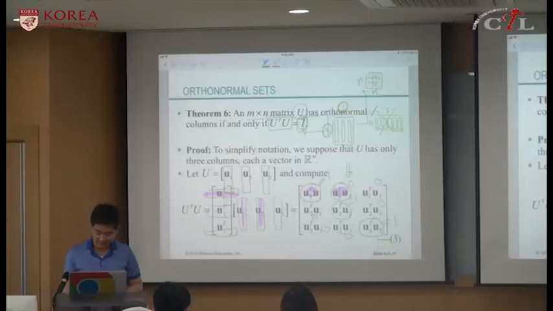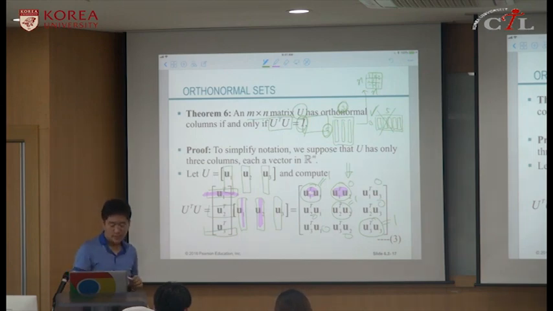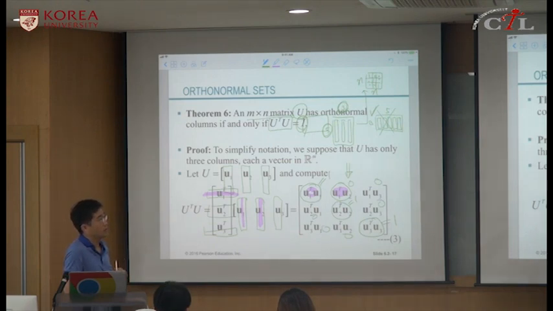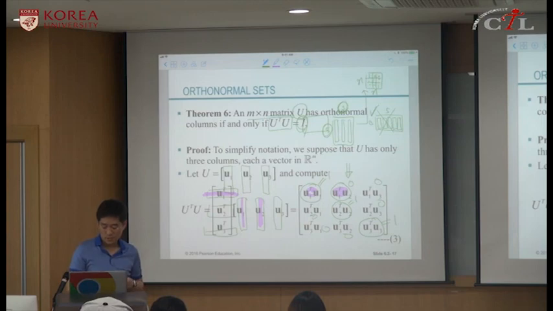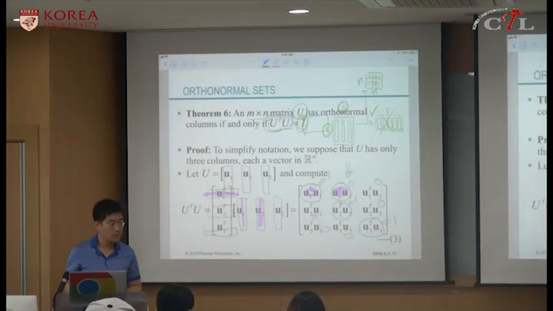Okay, and then so in this case, the difference between being orthogonal and orthonormal is really trivial. In this theorem, what if our matrix U has orthogonal columns, not orthonormal columns? The situation is that our vectors are orthogonal to each other, but their vector length is not necessarily 1. So in this case, what about this U transpose and U?